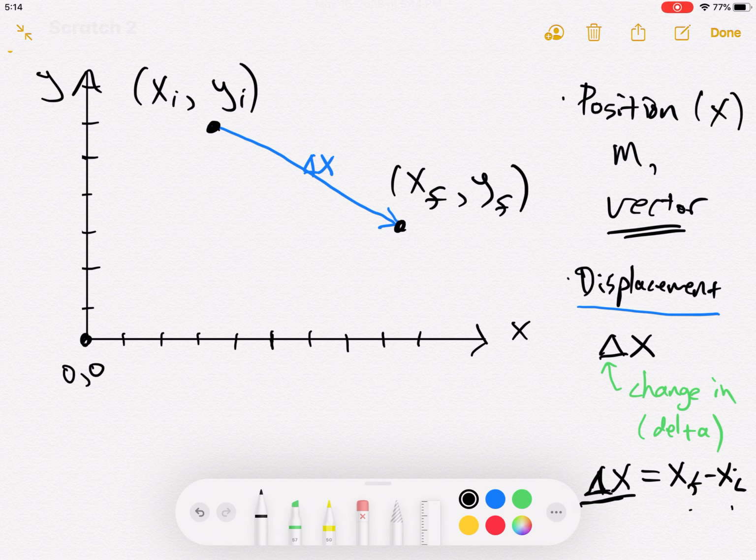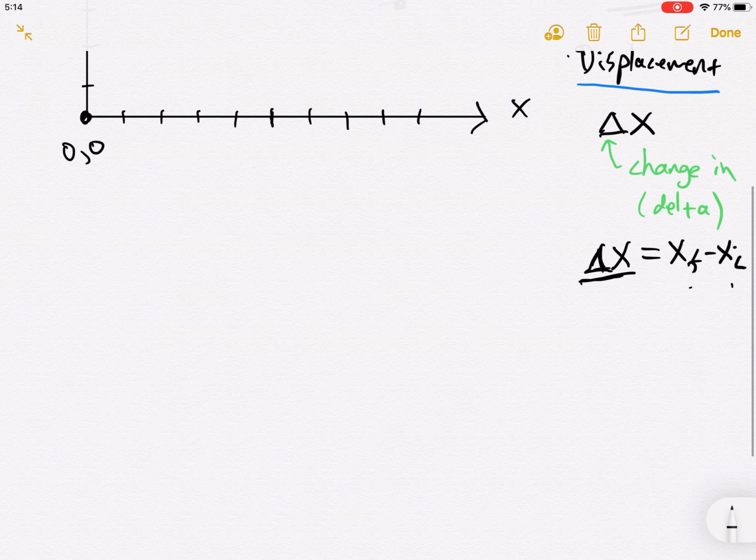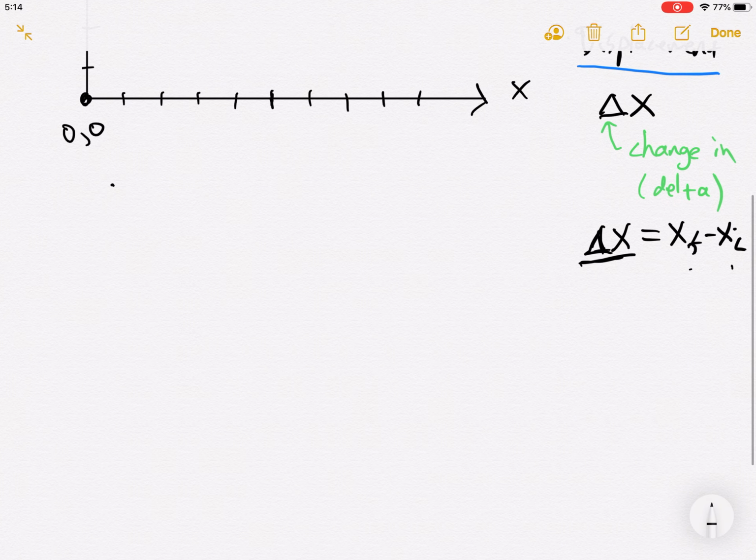Well, we could ask, how long did it take? Right? That would be a delta t. So we could say duration is a delta t. So if I put this together, how long did it take? How far did I go in how long? I can get a velocity.